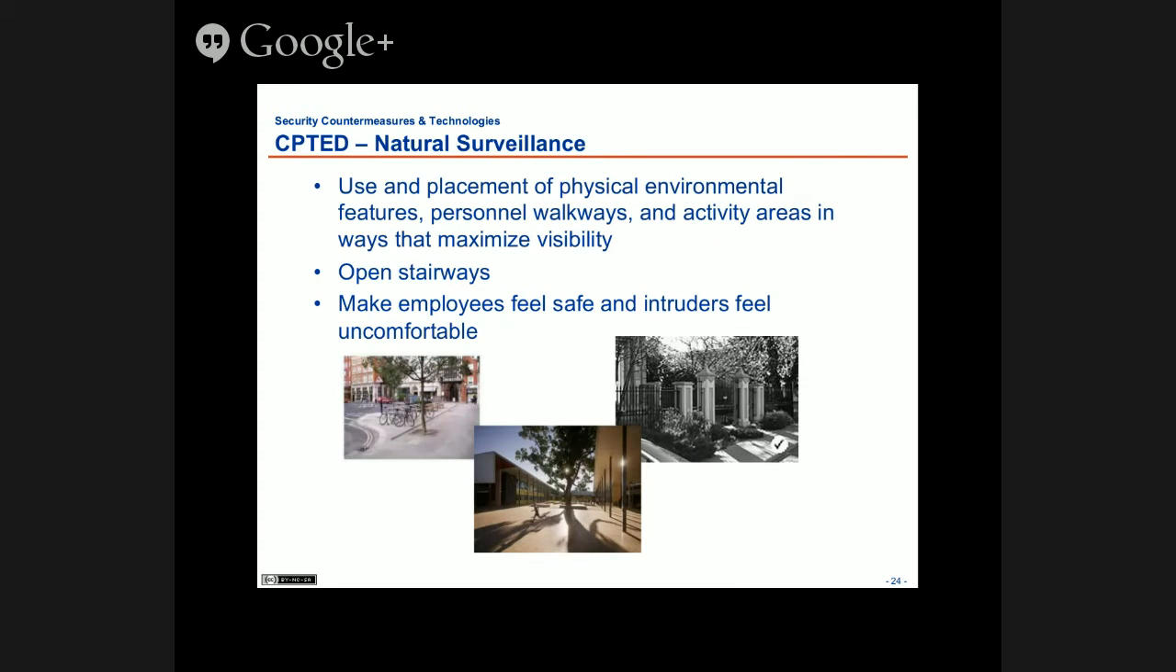All right, so in terms of natural surveillance, you can use replacement of physical environment features, personal walkways, activity areas, ways to maximize visibility, open stairways. You've got to make employees feel safe and intruders feel uncomfortable. That's really the goal of it. Now, you can over secure something, I'll say that. I wouldn't say that employees should feel uncomfortable, but you have to make sure at least your employees feel safe. So it's a balancing act, because employees need to feel like they're safe and buy into this, and intruders say, okay, I'm not going to try to do anything because this is probably not the environment to do something like that.